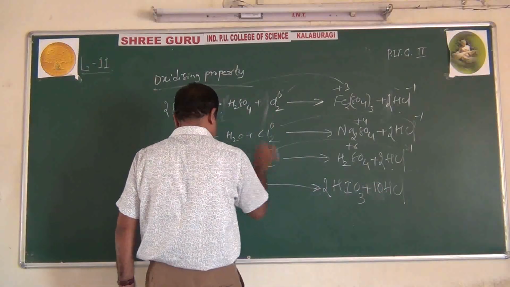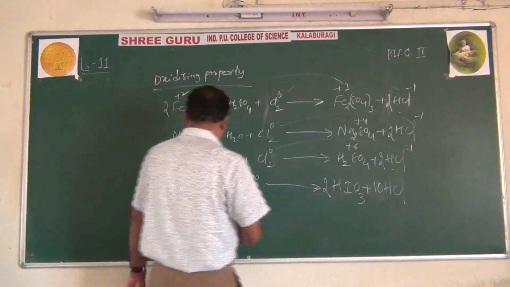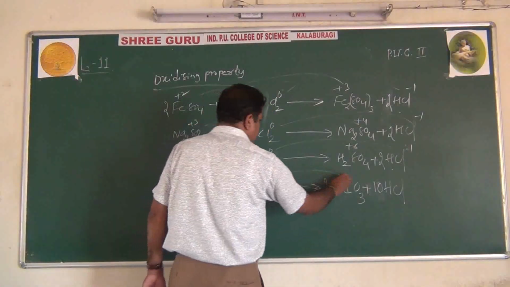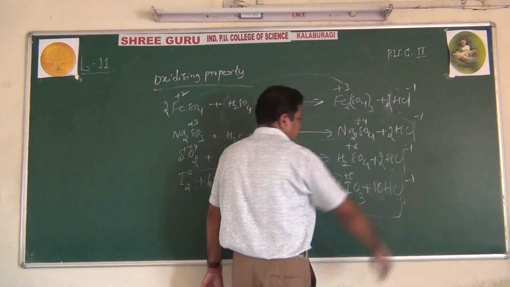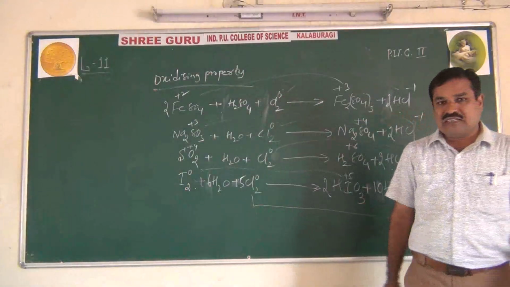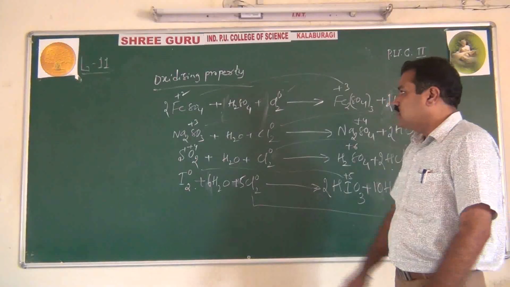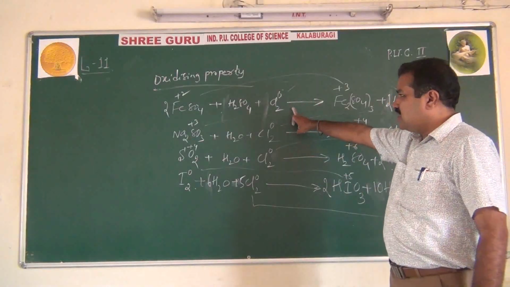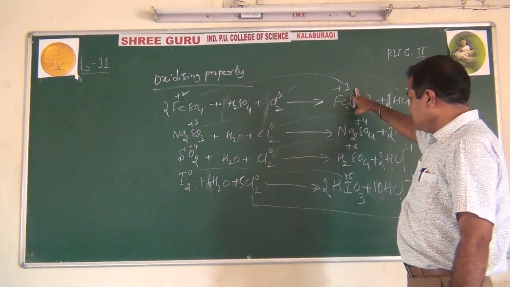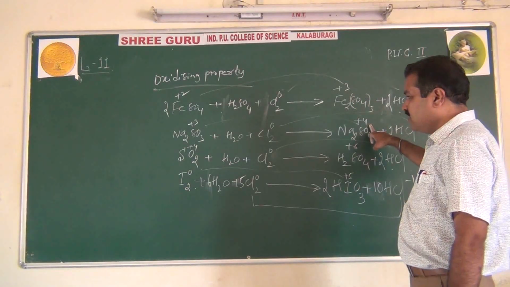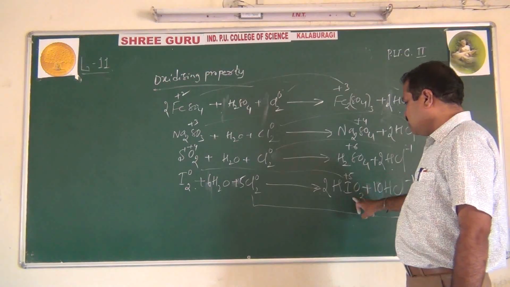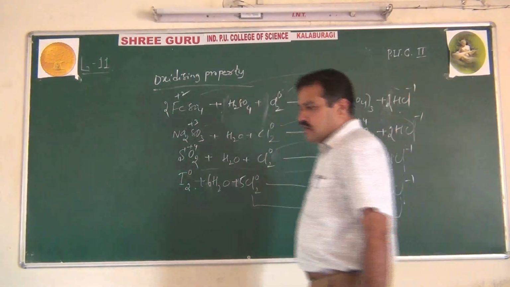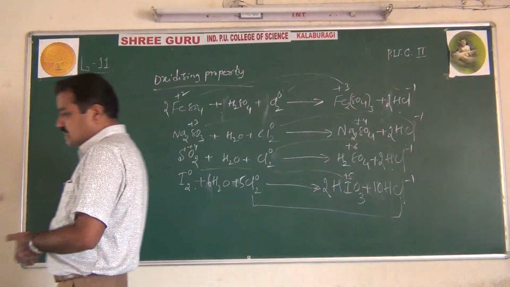Now it's balanced. Here also iodine goes from 0 to +5 in iodic acid, and chlorine goes to minus 1. Like this, these are the oxidizing properties of chlorine. That means chlorine oxidizes ferrous sulfate to ferric sulfate, sodium sulfide to sodium sulfate, sulfur dioxide to sulfuric acid, and iodine to iodic acid. In all cases, itself will be reduced to HCl.